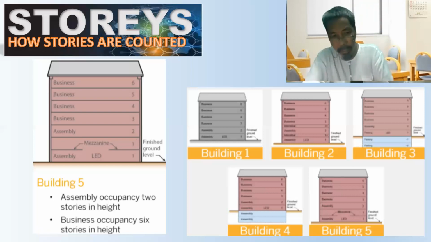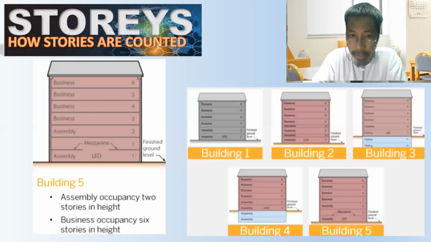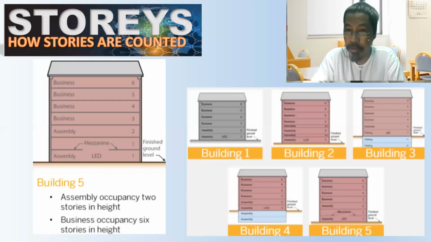So with that, we are able to verify using the different 5 examples how to count the number of stories. We are always counting starting from level of exit discharge or LED.